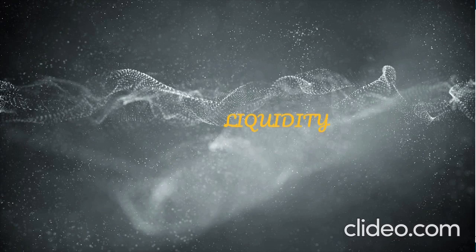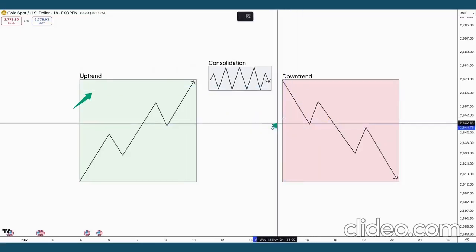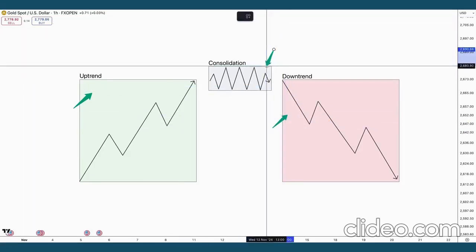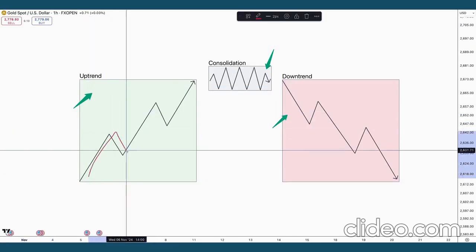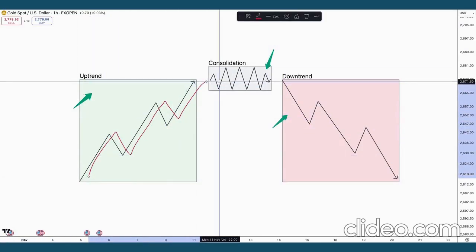Liquidity theory suggests that markets move in three phases. We have uptrends, we have downtrends, and we have consolidation. Now, an uptrend is simply a phase where a market is continually moving to the upside. And through an uptrend, we only want to buy a market.